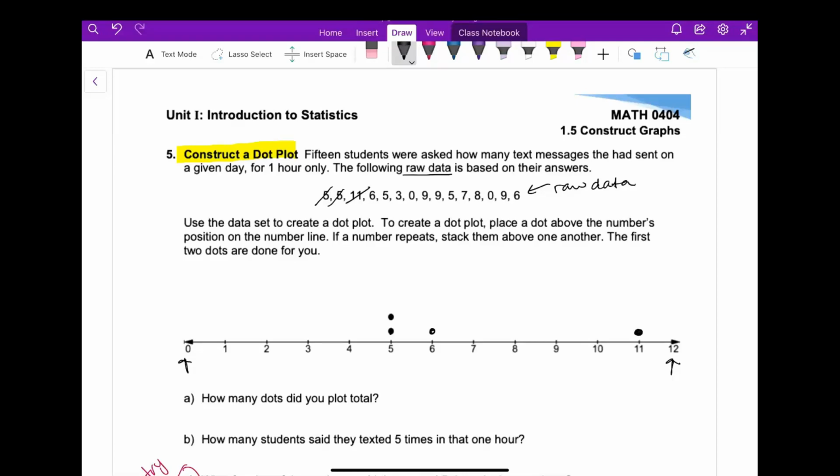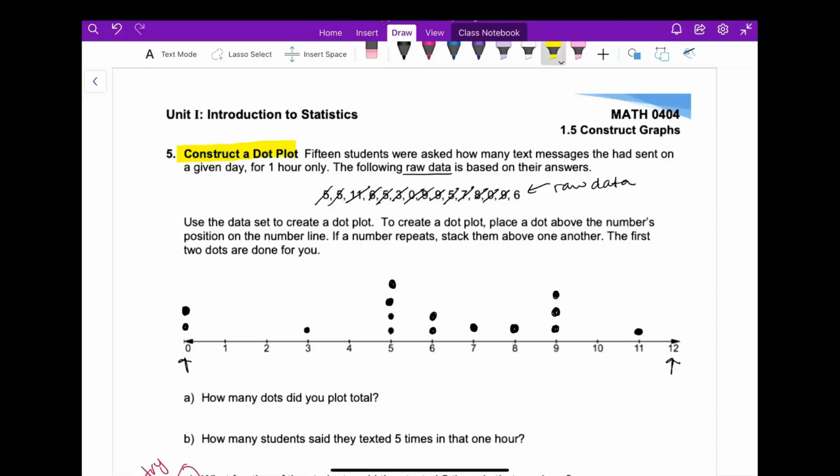6. 5. Here comes another 5. Remember, the instructions are to stack them above one another if they are repeated. 3, 0, 9, another 9, 5, 7, 8, 0, this one's stacked, 9, and 6.